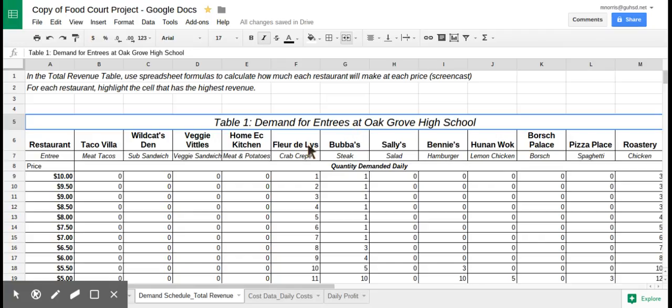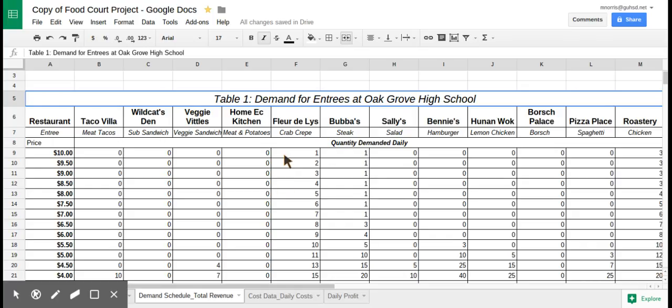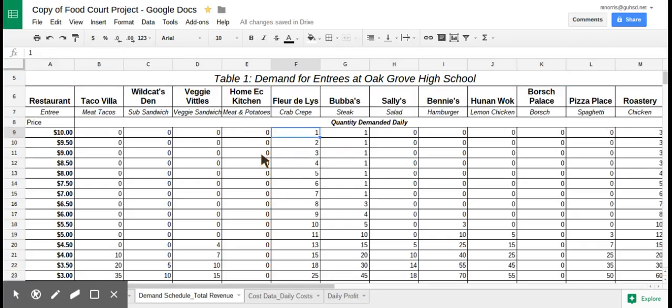And what's happened is there's already been a survey done, and it's been determined how many people would be demanding each of the different foods at different prices. And as you'll notice, there's a lot of zeros in some areas, and there's other places where you actually do have someone demanding something. And even if you have one person willing and able to purchase that item, you're going to have what basically be demand.